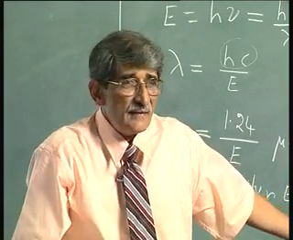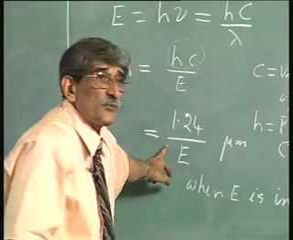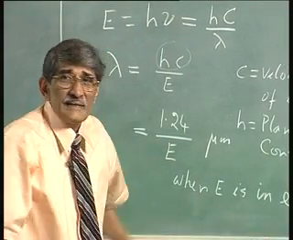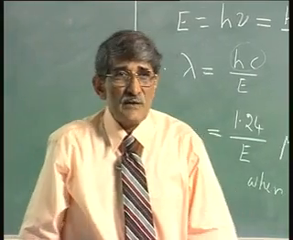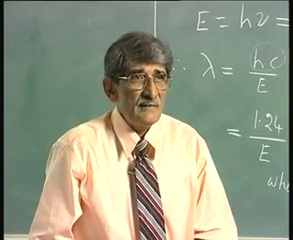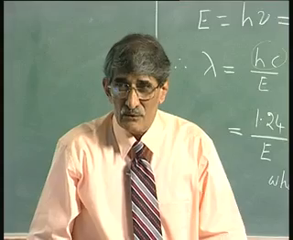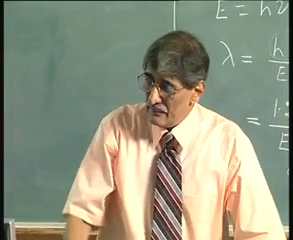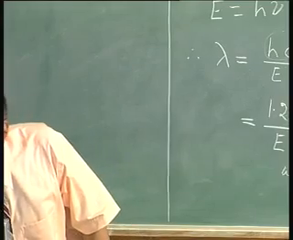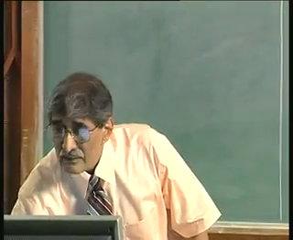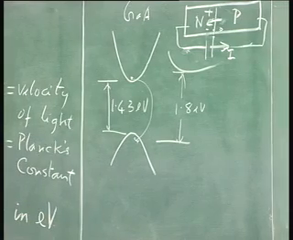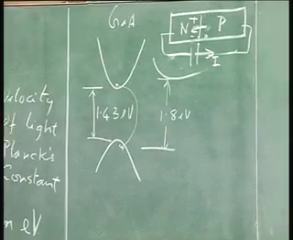Now, if you use gallium arsenide, the wavelength that you get will be 1.24 by E, that is about 0.87 microns. 0.87 micron is something which you cannot see. It is not a visible light, it is infrared radiation. So, it cannot be used for making light emitting diodes. Okay? But the wavelength that is projected here on the right hand side of this diagram is the wavelength corresponding to, if there is a transition like this, the band gap.